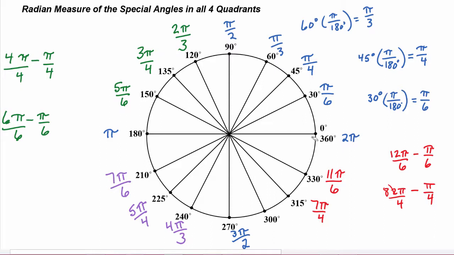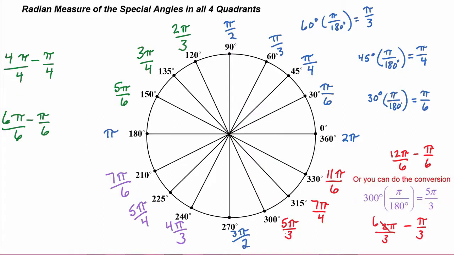And finally, 300 degrees, we know the reference angle is 60 degrees. We're going to now start thinking of that reference angle as pi over 3. So if we do 2 pi minus pi over 3, we have to change this into 6 pi over 3. So 6 pi over 3 minus pi over 3 is 5 pi over 3. And there's all the special angles going all the way around the circle.